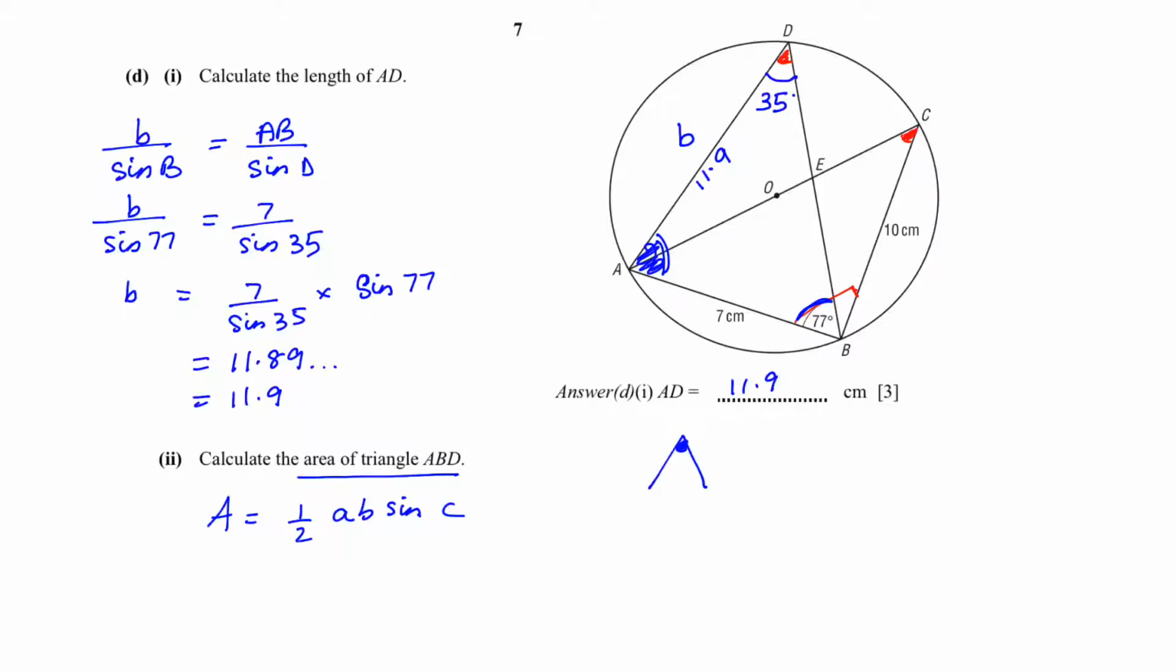You know the sum property of angles is equal to 180. So angle A will be 180 minus 35 minus 77, which is 68. So half times 11.9 times 7 times sine 68. That will give us the area of the triangle ABD. It is 38.6 square centimeter.